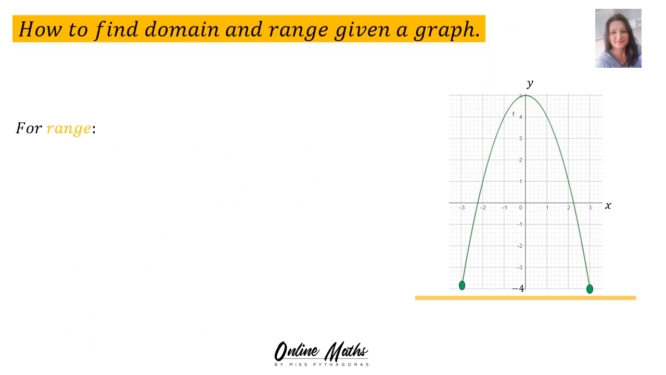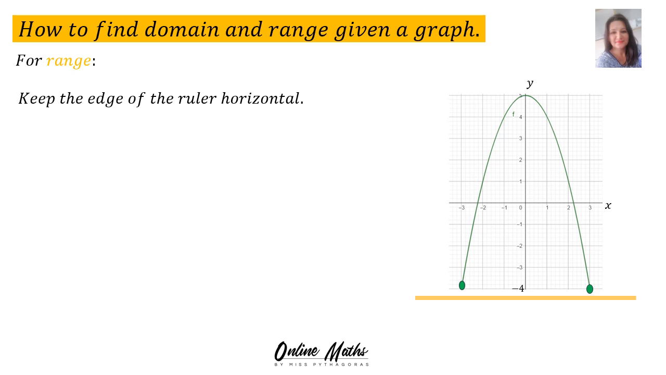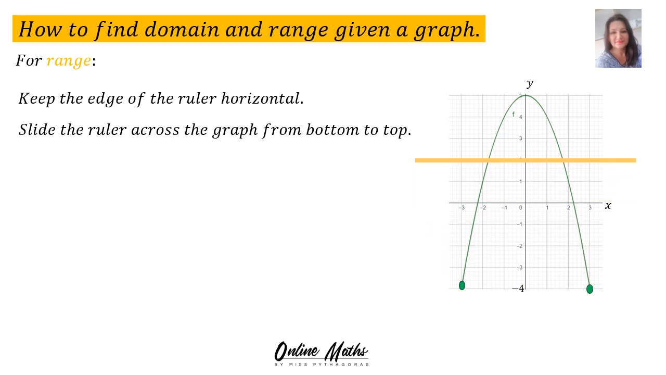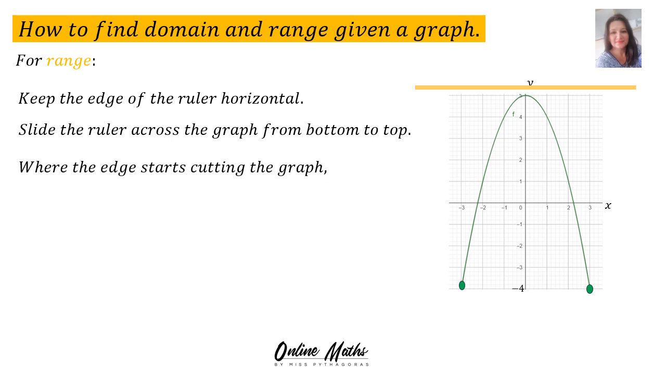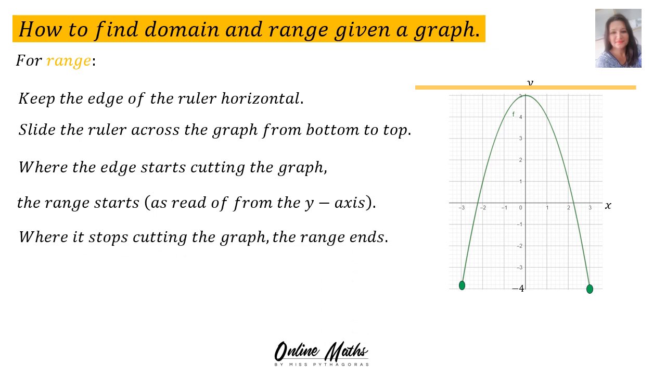How to find the range? Keep the edge of the ruler horizontal. Slide the ruler across the graph from bottom to top. Where the edge starts cutting the graph, the range starts, as read off from the y-axis. So here your range started at -4. Where it stops cutting the graph, the range ends, and here on this graph it ended at 5.